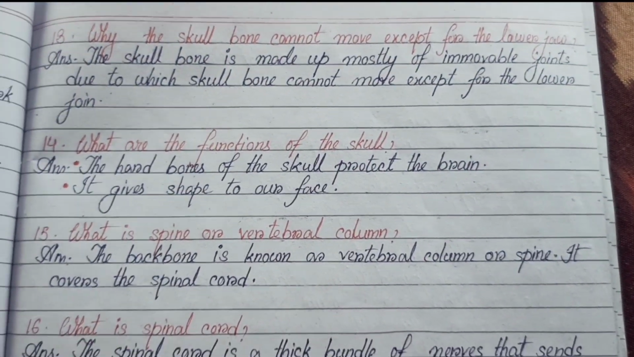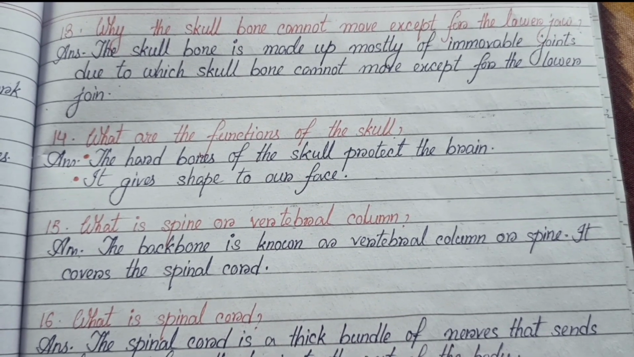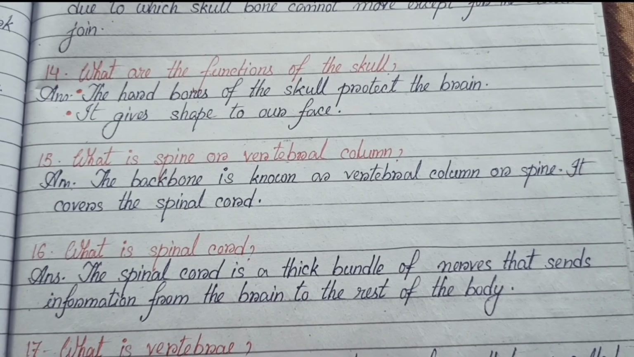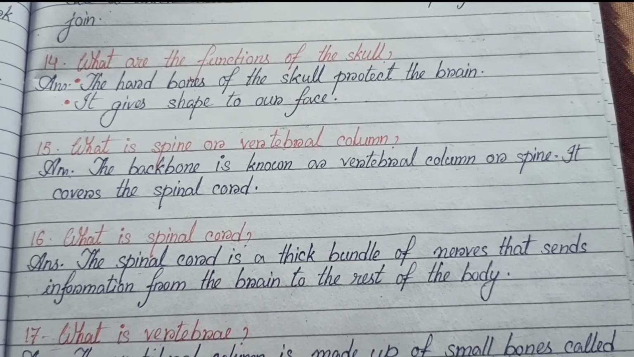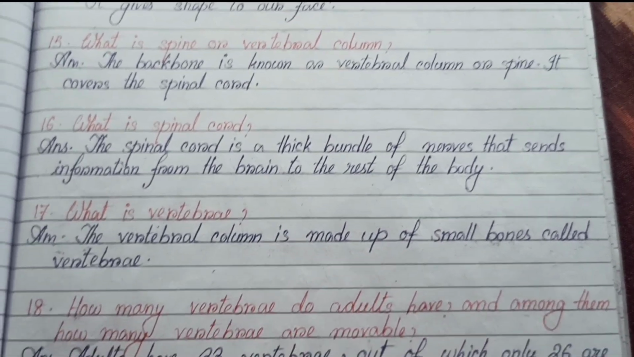Number 14, what are the functions of the skull? The hard bones of the skull protect the brain. It gives shape to our face. Number 15, what is spine or vertebral column? The backbone is known as the vertebral column or spine. It covers the spinal cord.